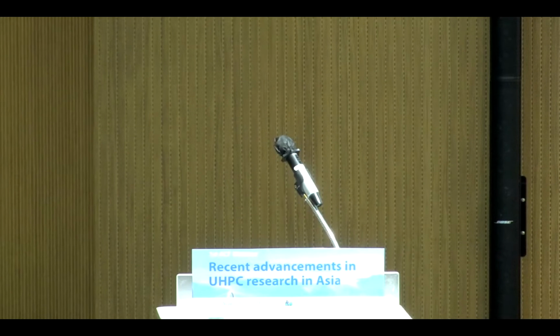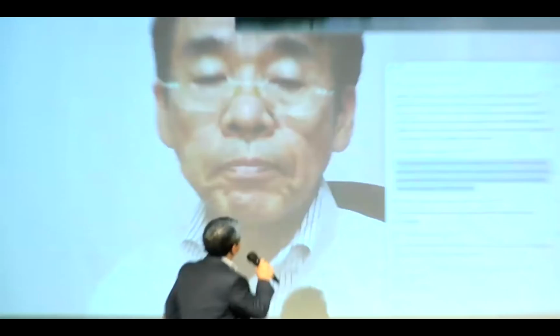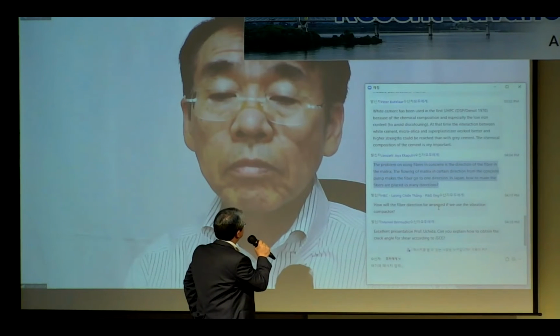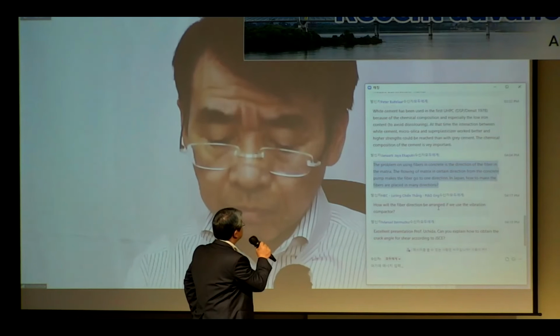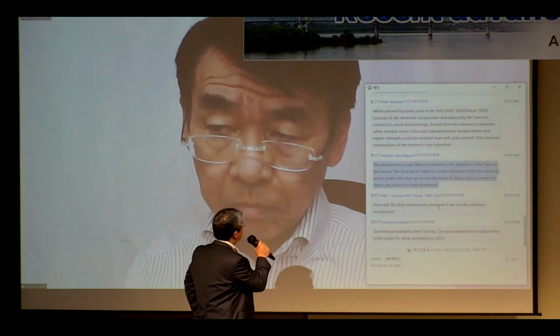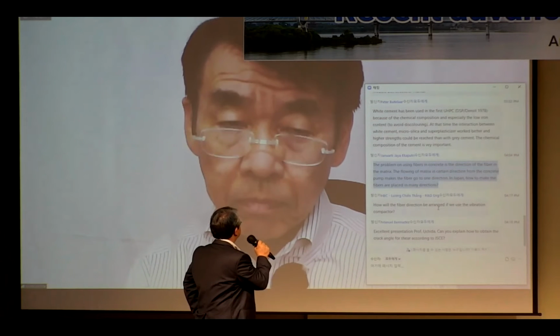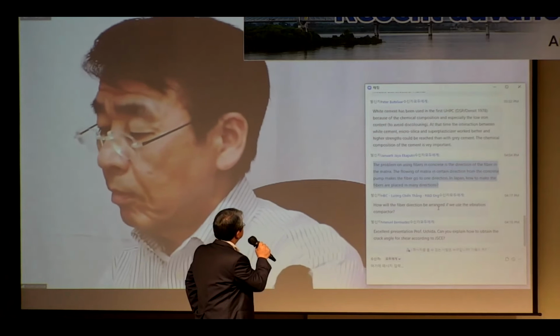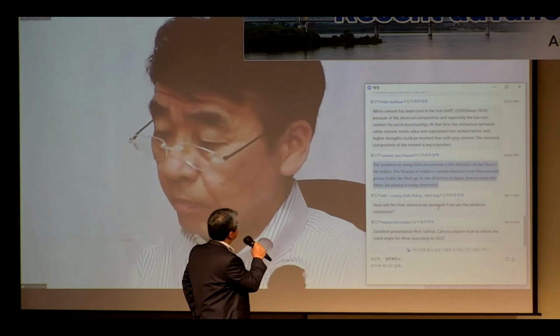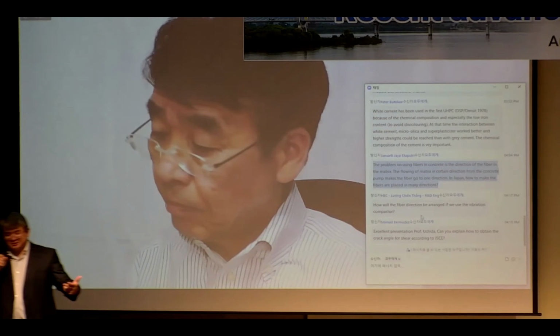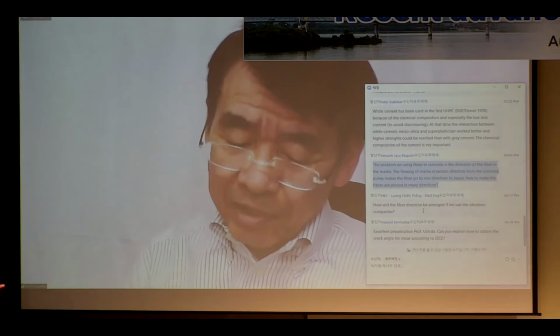The problem on using fibers in concrete is the direction of the fibers in the matrix. The flowing of the matrix in a certain direction from the concrete pump makes the fibers go in one direction. In Japan, how do you make the fibers placed in many directions? I think it's a challenging question, because Professor Uchida said it's challenging. Yeah, that's a problem. We don't know any measure. It's really hard. We can't control the fiber orientation.